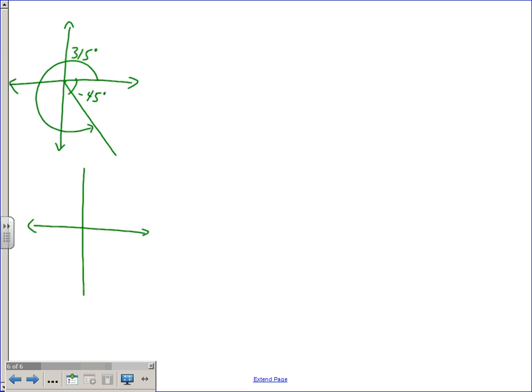Quadrants. We have 4 quadrants. This is quadrant 1. Where's quadrant 2? To the left, correct. We usually use Roman numerals. Quadrant 3 is down here. Quadrant 4 is right here.